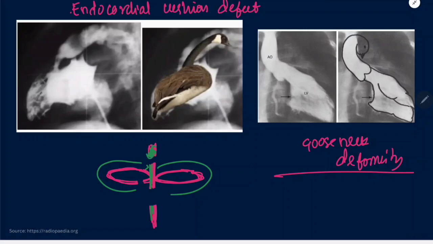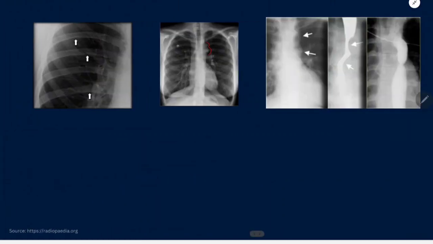And why is this gooseneck deformity occurring? Because of the elongated outlet of the LV, the elongated and distended outlet of the left ventricle. See, this LV outlet is going to be very big. So this elongated LV outlet is going to produce this gooseneck deformity and is seen classically with endocardial cushion defects, which is most commonly seen in Down syndrome. Okay, so next one, a very important condition as we have told, this is a 3 sign.